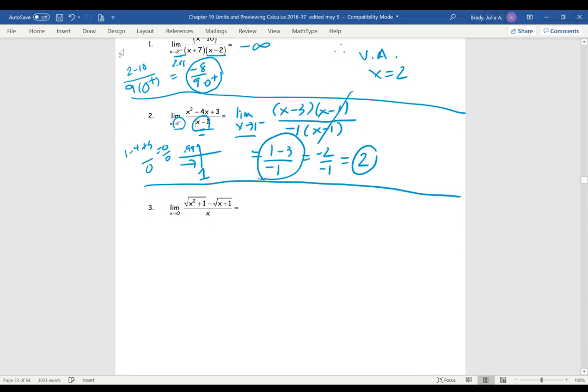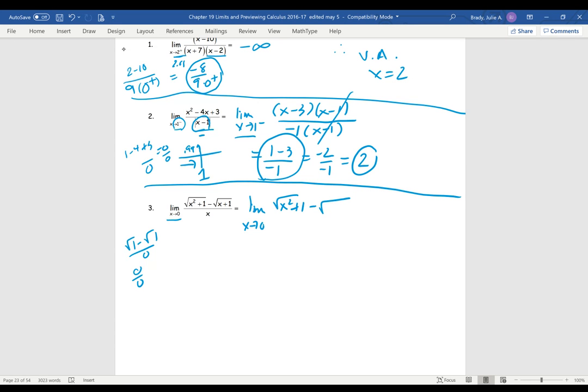Okay, last one. Are you ready? Hold on to your hats because here's the hard one. You ready? And imagine if you just put in 0, you'd have the square root of 1 minus the square root of 1 over 0. You're like, bam, 0 over 0. So this idea is you need to keep what you started with, and we're going to use that conjugate idea.